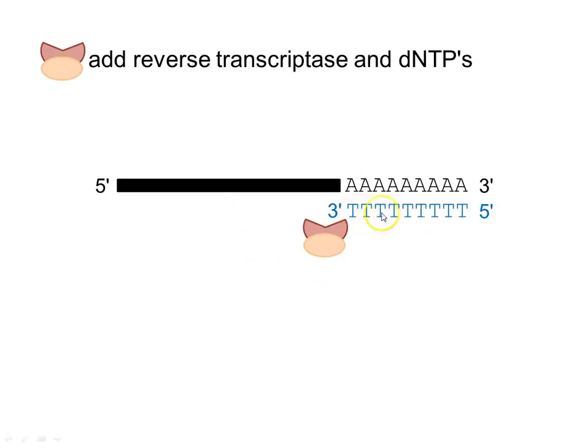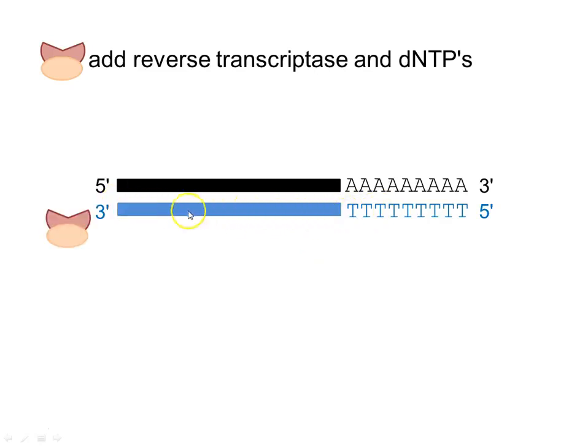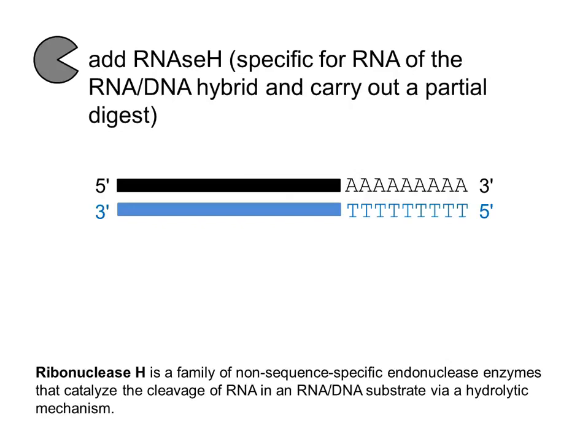So our primer will have annealed to the poly-A tail. The reverse transcriptase will find that primer and it will fill in and copy through complementary base pairing and create a DNA strand that is complementary to the RNA strand. What we need to do now is remove the initial RNA that we started with. To do that, we're going to use RNase H, which is specific for the RNA in a DNA-RNA hybrid that we've just created, and it's going to carry out a partial digest and chop up this RNA.